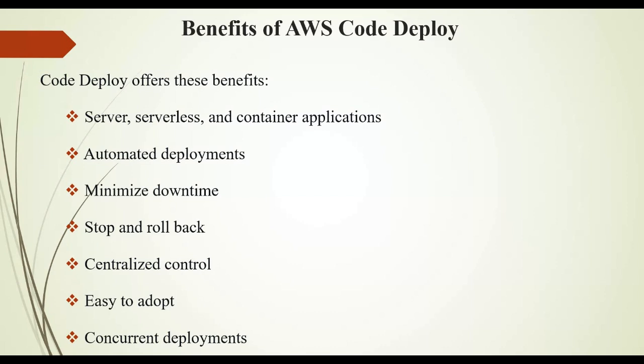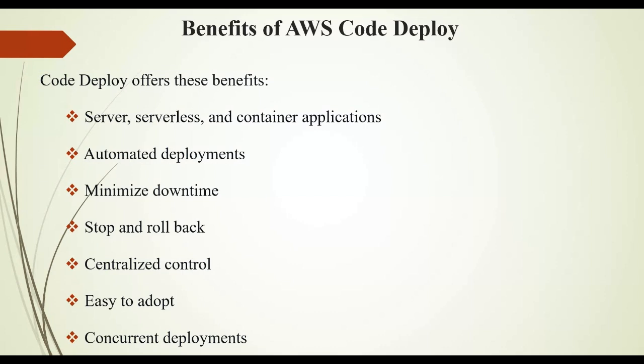Automated deployments: CodeDeploy fully automates your application deployments across your development, test, and production environments, and it scales with your infrastructure so that you can deploy to one instance or to 1000 instances. The next is minimized downtime. If your application uses the EC2 or on-premises compute platform, CodeDeploy helps maximize your application availability during an in-place deployment. CodeDeploy performs a rolling update across the Amazon EC2 instances, and you can specify the number of instances to be taken offline at a time during the update. So that's minimized downtime.